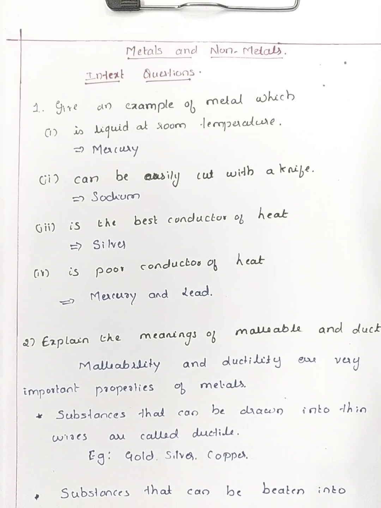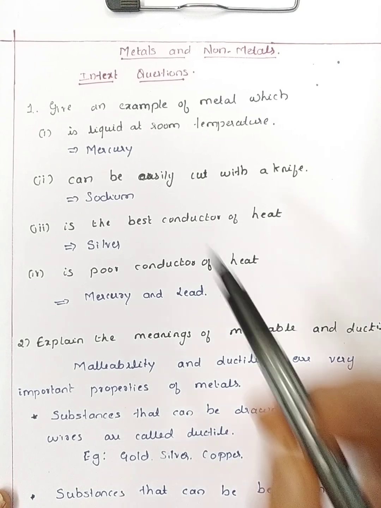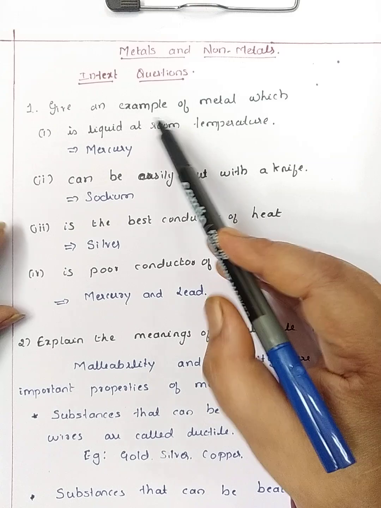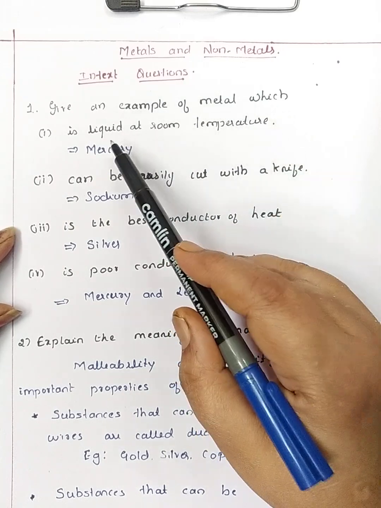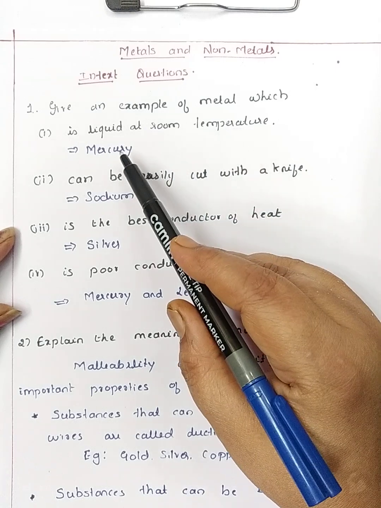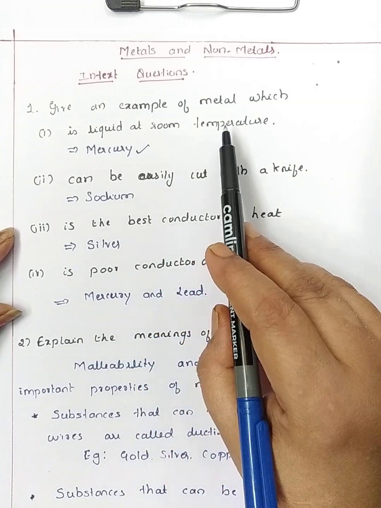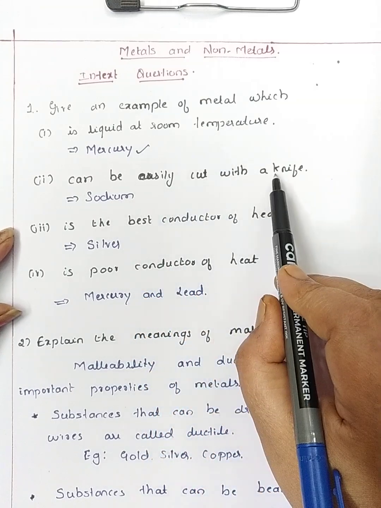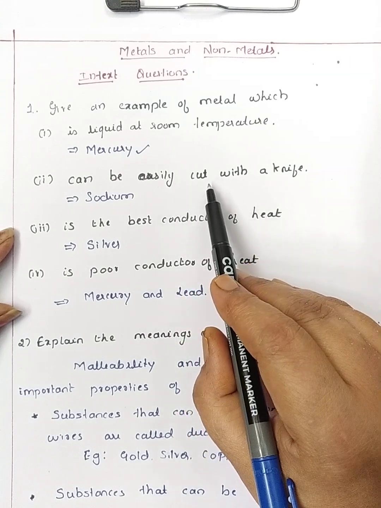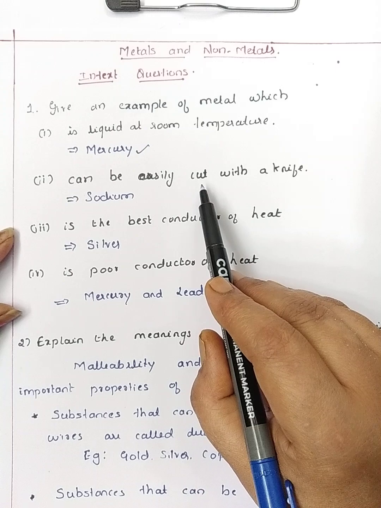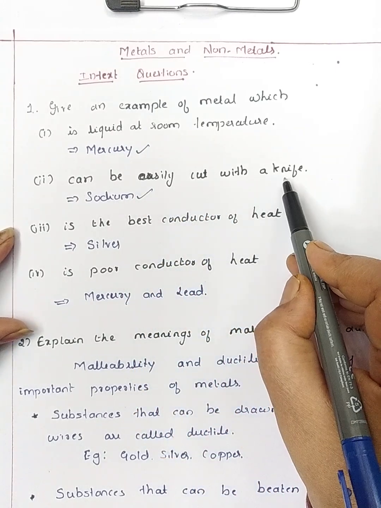And there are in-text questions after finishing this topic. Here the first one is: give an example of a metal which is liquid at room temperature. We have studied in the physical properties, that is mercury. And which metal can be easily cut with a knife? Metals cannot be cut easily, they are very hard in nature, but sodium is a metal which can be easily cut with a knife.